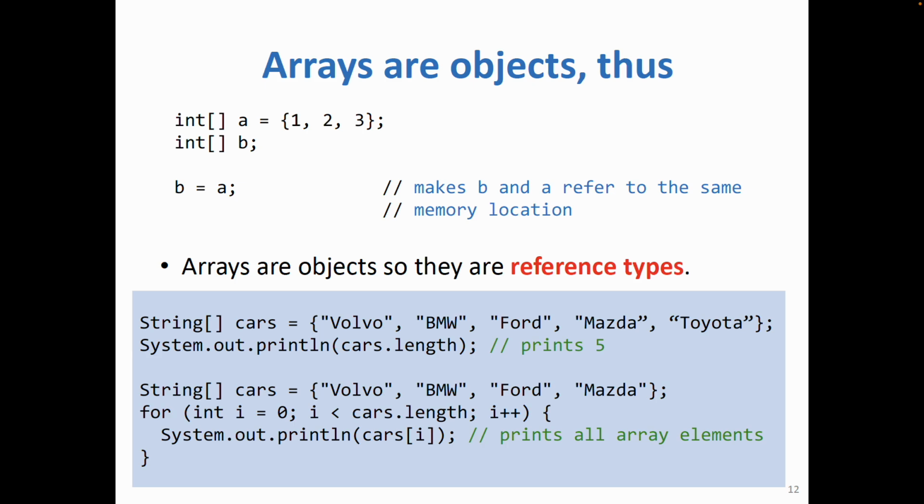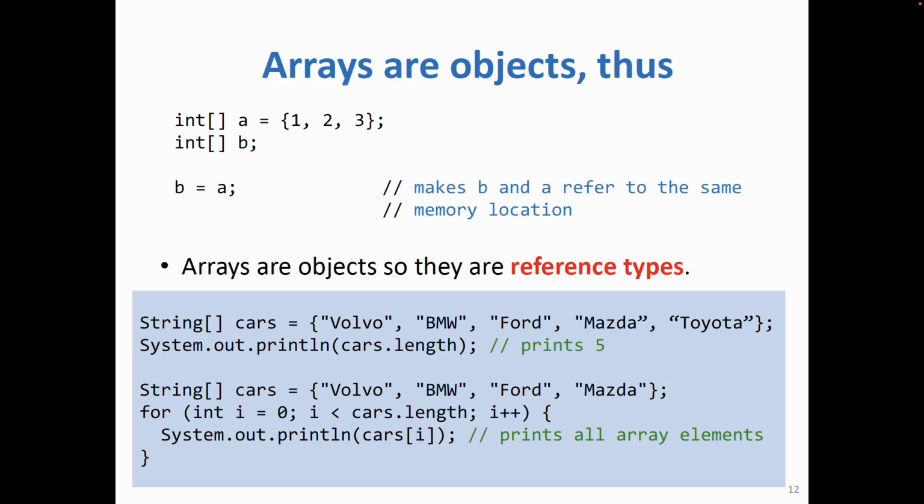Arrays are objects, so now this part might be tricky. When I say integer array A is 1, 2, 3, it's an array with a size of 3 items. And then I want to create a copy of it. So I say integer array B, and then I just say B is equal to A. When I do this, what happened? Did I really take a clone of it?